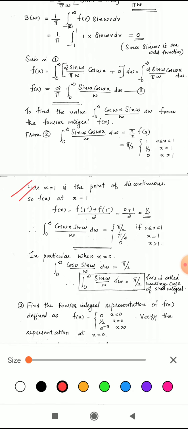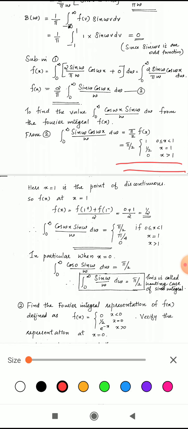So f of x is equal to f of 1 plus plus f of 1 minus by 2, that is equal to, f of 1 plus is the right hand limit, that is 0 when x greater than 1, plus the left hand limit, the value is 1, so 1 by 2. So at x equal to 1, f of x is 1 by 2. Substituting all these we get f of x is equal to 1 for 0 less than or equal to x less than 1, 1 by 2 at x equal to 1, 0 for x greater than 1.